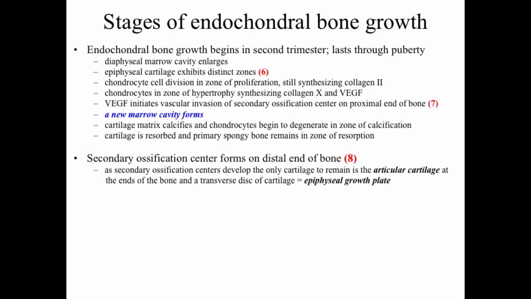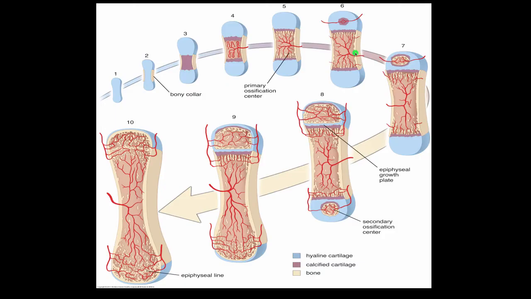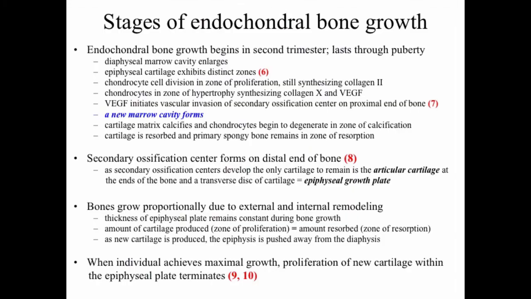The secondary ossification centers are forming on the distal end of the long bone. As the secondary ossification center develops, the only cartilage that's going to remain on this hyaline cartilage model of the fetal bone is going to be the articular cartilage on the ends of the bone and a transverse disc of cartilage, which you know of as the epiphyseal growth plate. The epiphyseal growth plate is shown here on the diagram, and here you can see the articular cartilages on the ends of the bones.